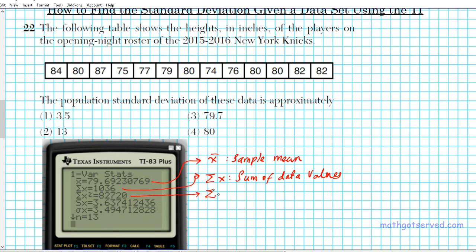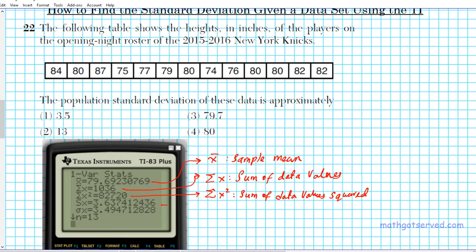And then next we have sigma x squared. Remember what sigma means. Sigma represents sum. Can you guess what this means? This simply means the sum of the squared data values. So if you square the data values and find the sum, you are going to get 82,720.